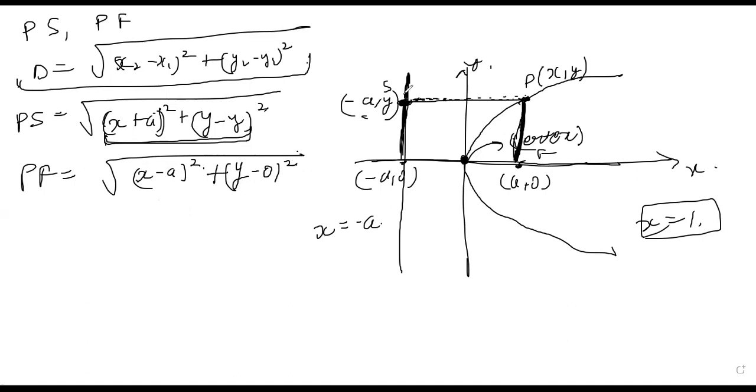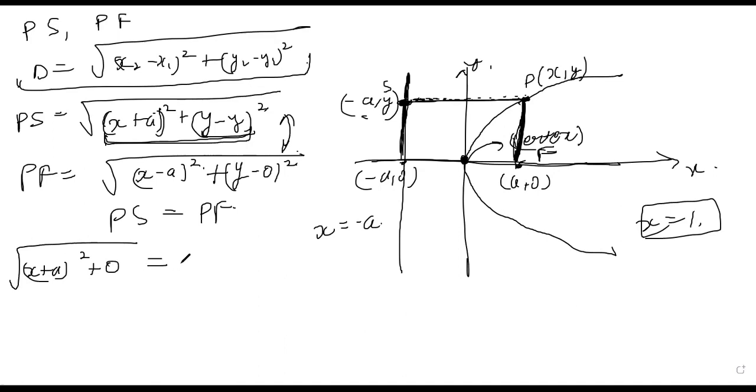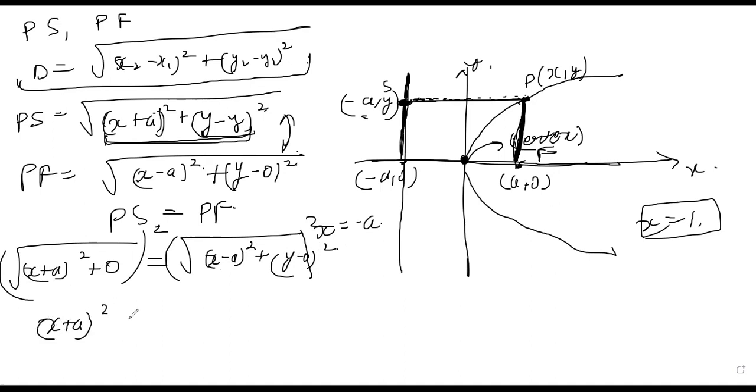Now, as the parabola itself says, PS will be equal to PF. So PS is equal to PF. Now we will equate both equations. So x plus a whole square plus y minus y, which will be zero, equals PF. PF is x minus a whole square plus y minus 0 whole square. Now we will square both sides. So x plus a whole square will be equal to x minus a whole square plus y square.